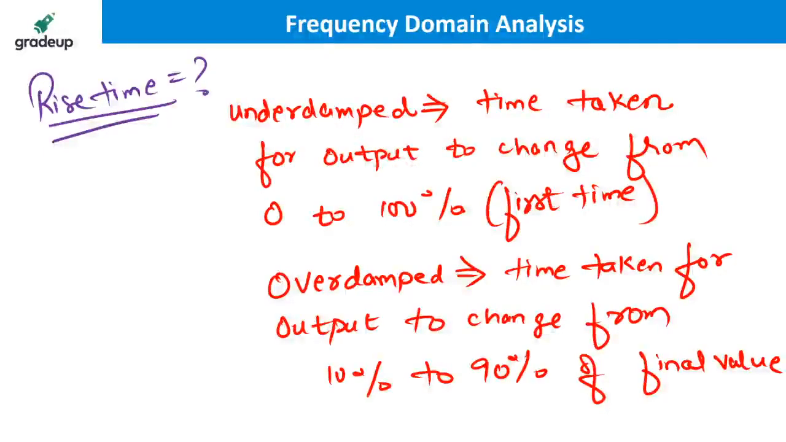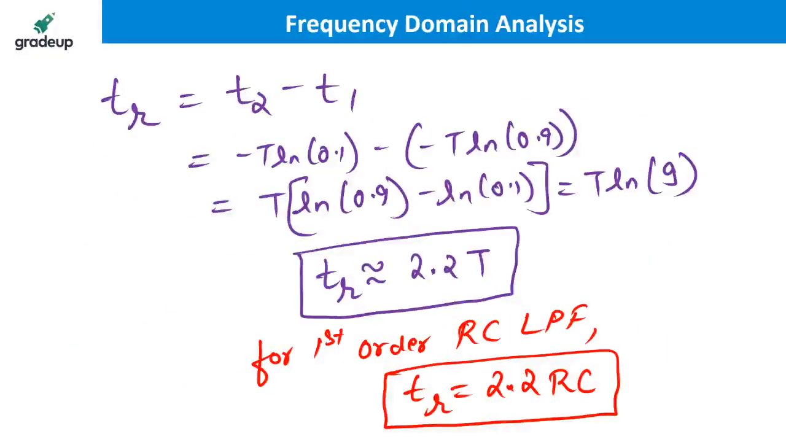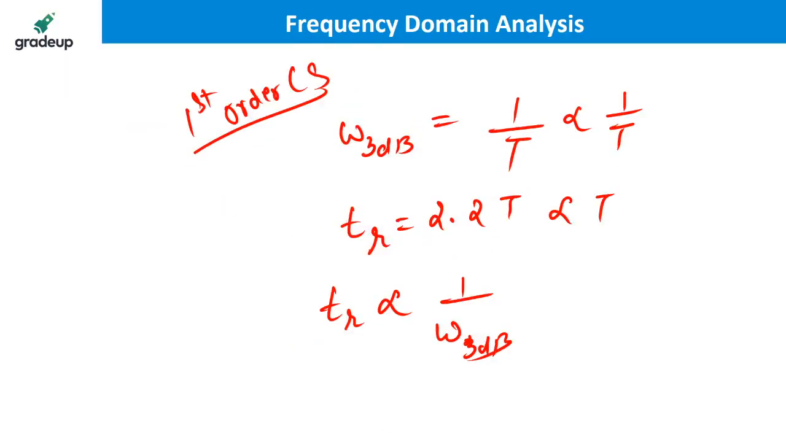Next one. These are just definitions. We have already taken the definitions in the transient class. Next screenshot. Next one.